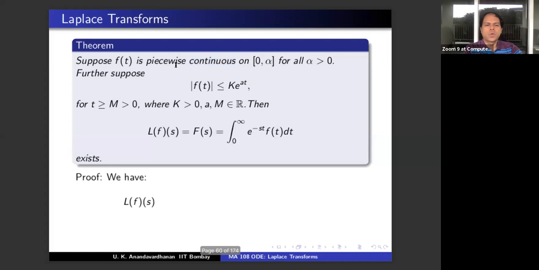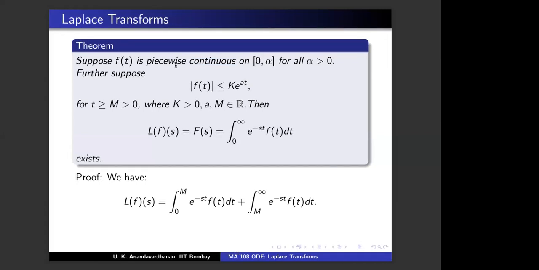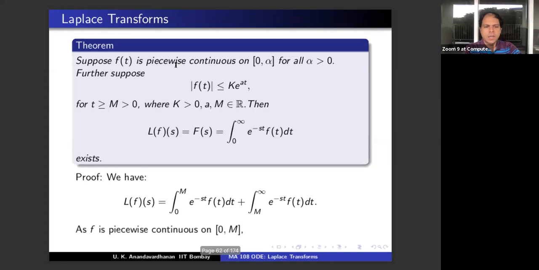Okay. So this is the definition: 0 to M plus M to infinity, and f is piecewise continuous on 0 to M. Why is it piecewise continuous on 0 to M? This is where I'm crucially using this fact. It is piecewise continuous on any 0 to alpha, given for all alpha positive. So whatever your stage M is, piecewise continuity is there, and dividing it into finitely many intervals, it is continuous in all those intervals, the integral converges on each, and it will be a finite sum of those things. Therefore this converges.